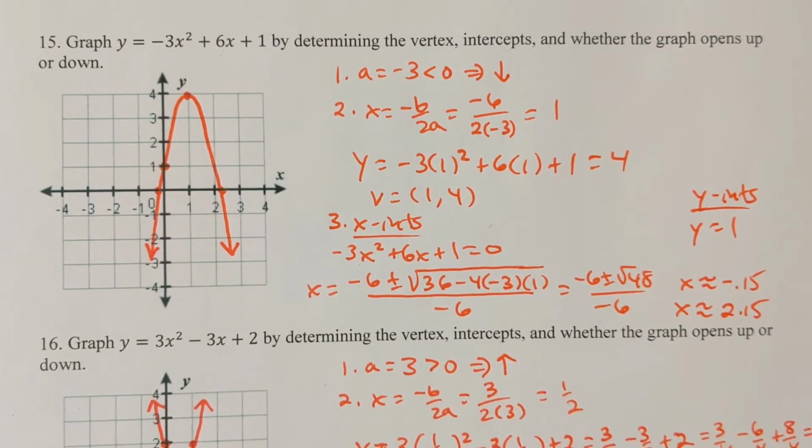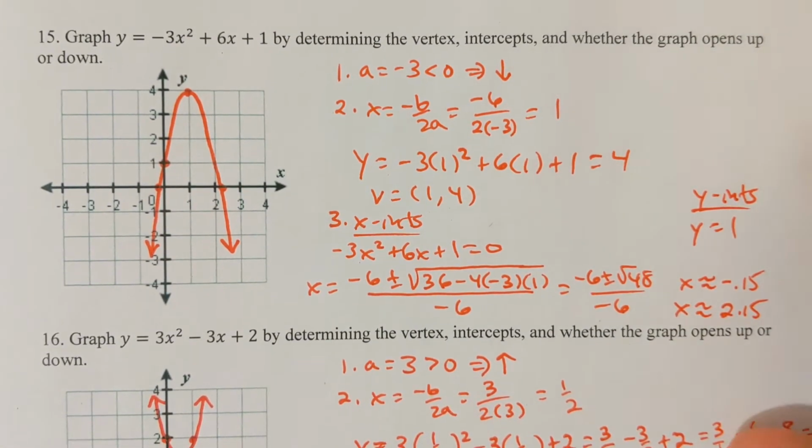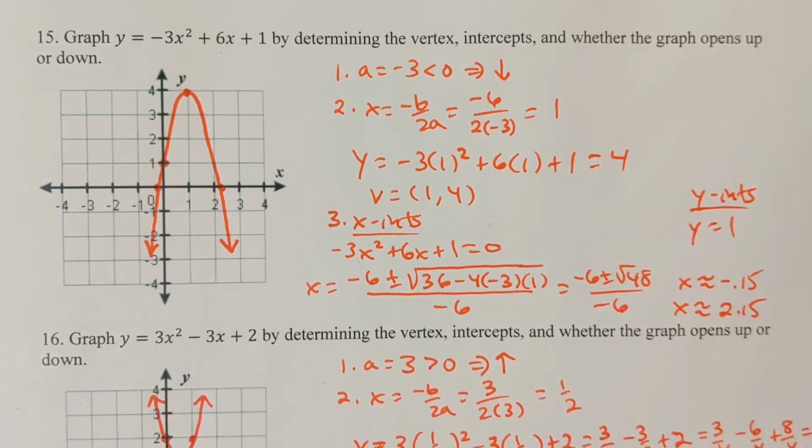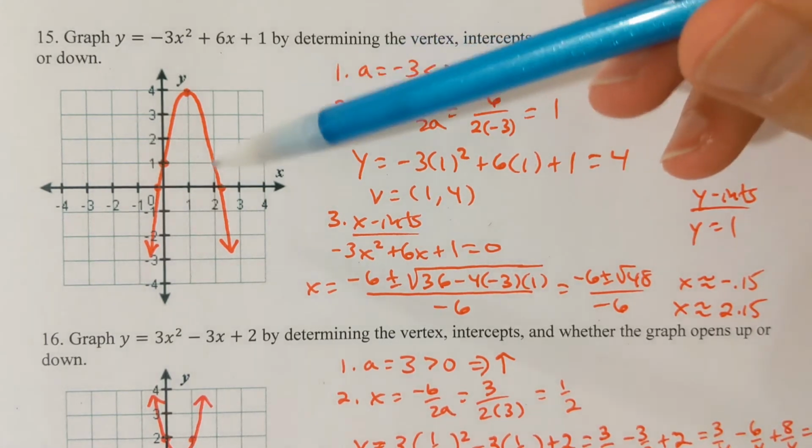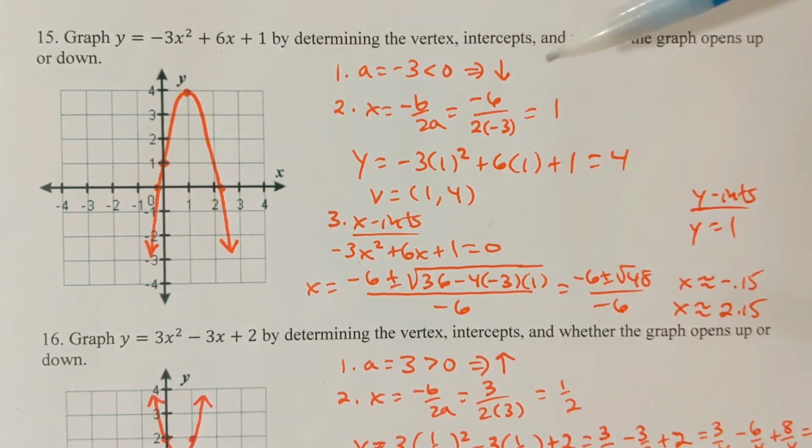Here's another one. Okay, problem 15. We're going to graph y equal negative 3x squared plus 6x plus 1 by finding the vertex, intercepts, and whether the graph opens up or down. So this parabola would open down, since a is negative 3, that's a negative number. It's going to open down. So this time when I find the vertex, I'll be finding the highest point on the graph.